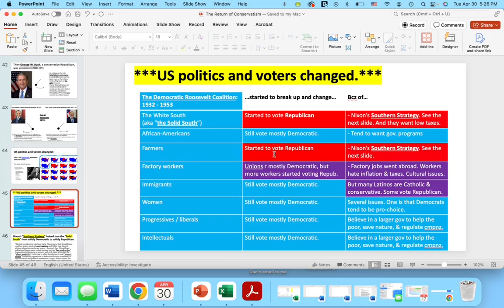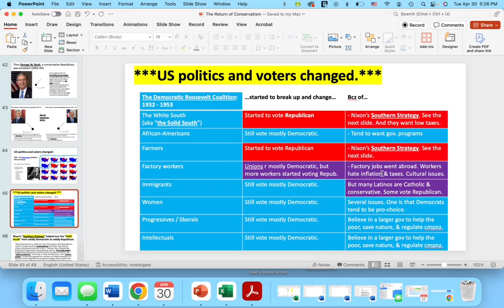Farmers, for the most part, again, not all of them, but for the most part, started to vote Republican because of Nixon's Southern strategy. And I'll show you that next class. Factory workers: a lot of unions are still Democratic, but more workers started to vote Republican. So I put that in purple as a combination of blue Democratic and red Republican.